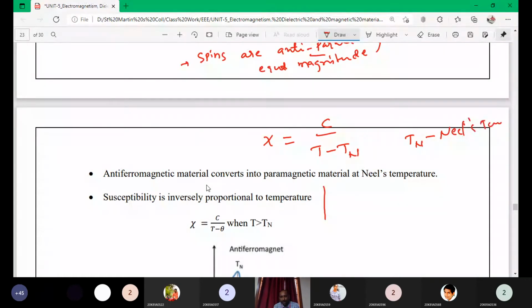If you plot this graph also, just like we have studied Curie-Weiss law for ferromagnetic material, here we will see the same thing: susceptibility versus temperature. Up to a particular temperature, this behaves as an antiferromagnet. After that, the magnetization will decrease, and beyond this particular temperature, which we call the Néel temperature, it behaves as a paramagnetic material. Here also, always T greater than Tn.